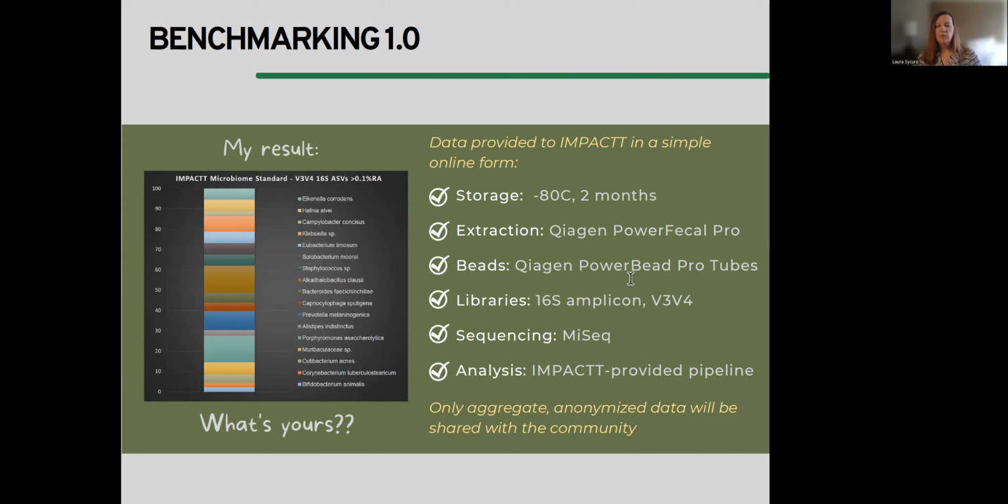We'll provide a simple online form that you can use to also upload those reads and then provide methodological details about your experiment. This is a sampling of some of the methods, or some of the data points, that we will be collecting. And then we'll aggregate and share anonymized data with the community, not individual lab-based data, so that we can collectively learn a little bit about really what's important in our experimental designs and what's less important.